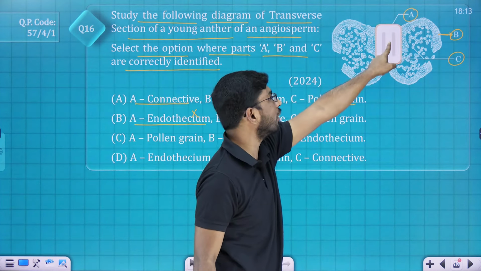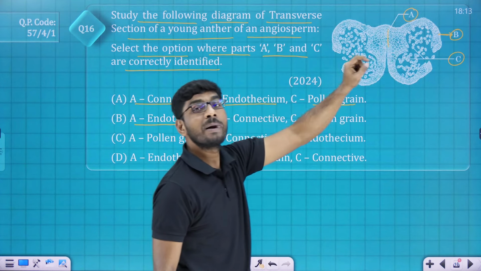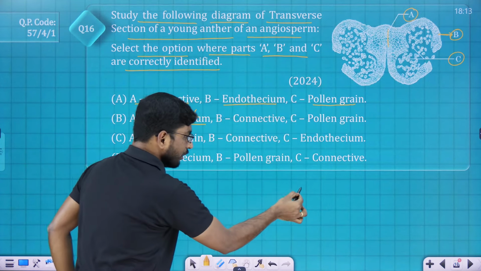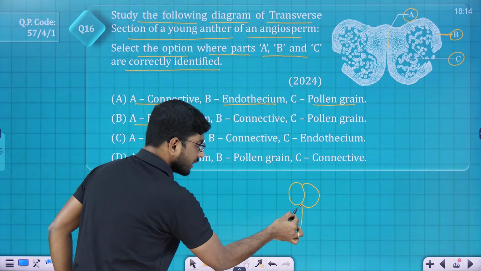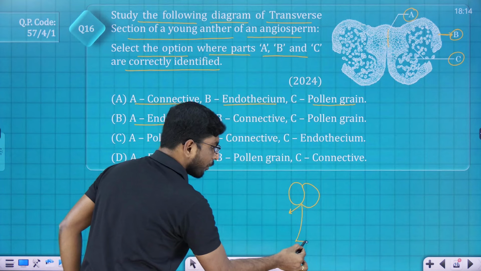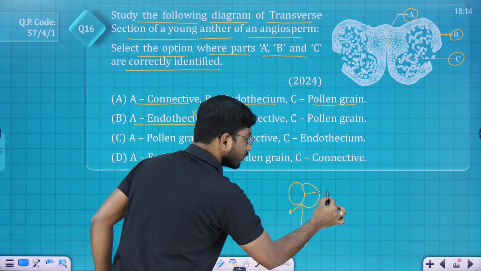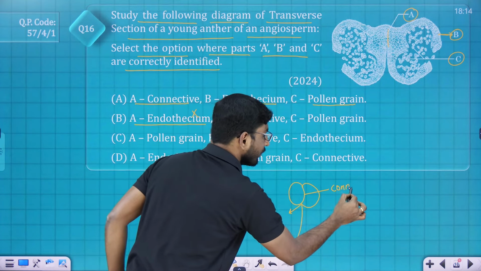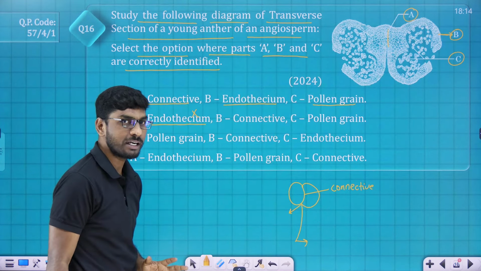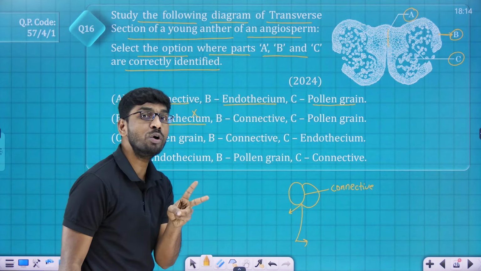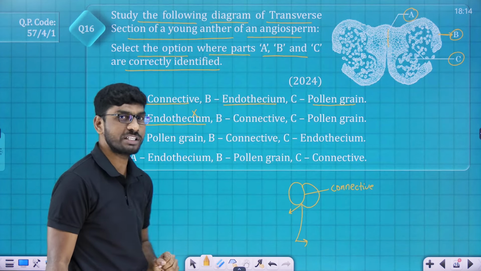This is actually part of what? This part is actually a connective. If you're able to recall, this is the anther. This is a filament. This is the distal end of the filament, and this is the proximal end of the filament. This part is known as connective. This connective is actually the sterile part. Am I clear? And in each lobe there will be 2 microsporangia, and that's why we discussed tetrasporangiate.